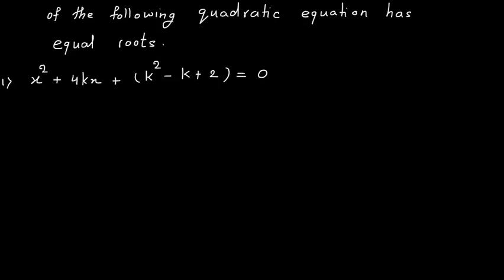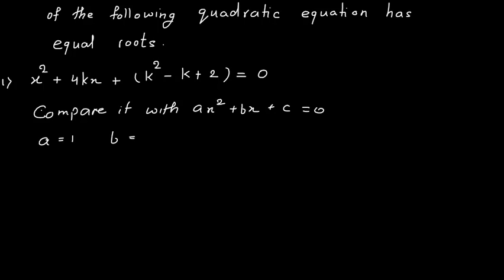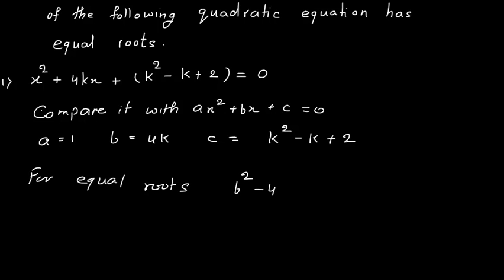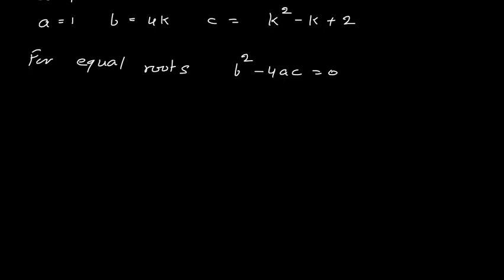So here we compare it with ax square plus bx plus c equal to 0. When we compare, we get a equal to 1, b equal to 4k, and c equal to k square minus k plus 2. And for equal roots, the condition is b square minus 4ac is 0.